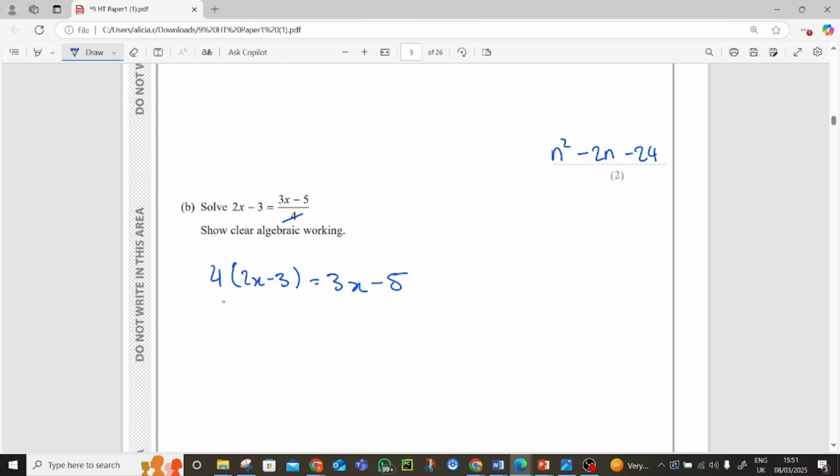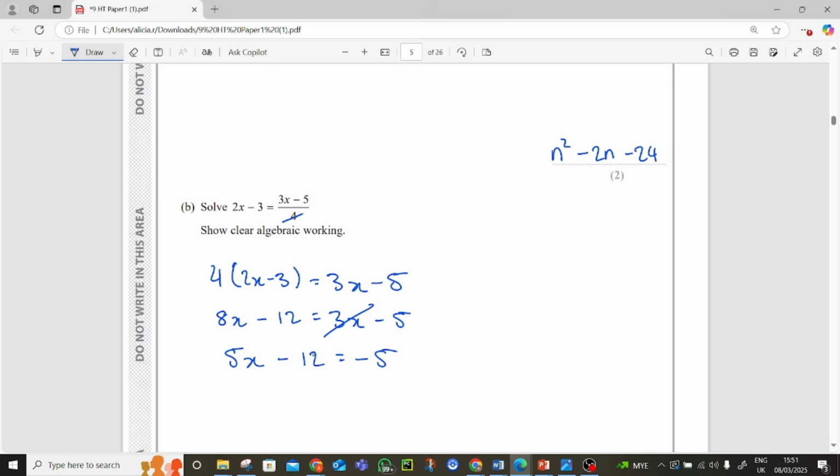Now I need to expand that bracket there. So I have 8x minus 4 times 3, which is 12, is equal to 3x minus 5. Now, I have x's on both sides. I want to get all the x's on one side, so I'm going to subtract 3x. So 8x minus 3x is 5x, minus 12 is equal to negative 5.